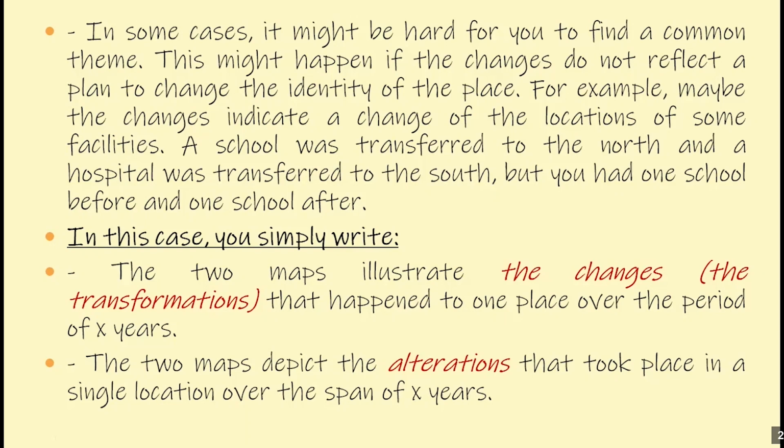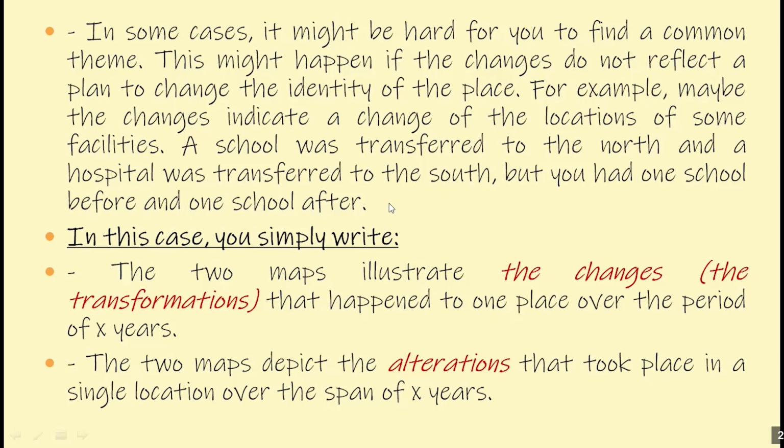And you had a hospital, for example, and the hospital was in the east, but now it's in the west. So in the two cases, there is a hospital and a school and a hospital and a school, but the locations have changed. Can you really say that the identity of the place has changed? Can you say that the place was residential and then it became industrial, or it was urban and it became rural? No. So in this case, what are you going to do?